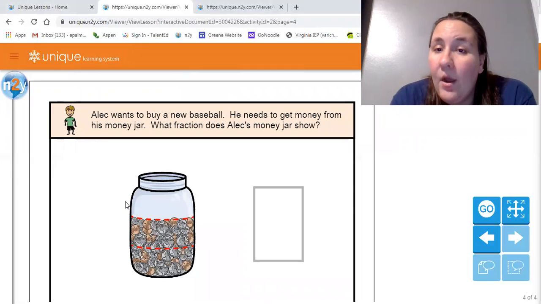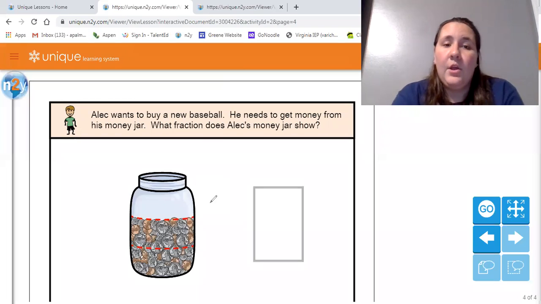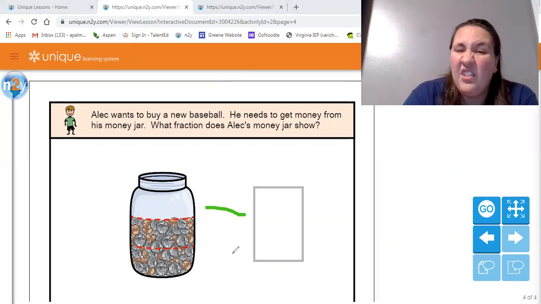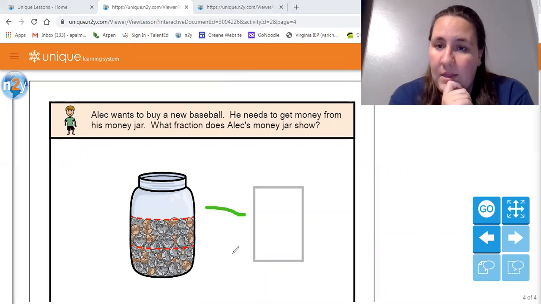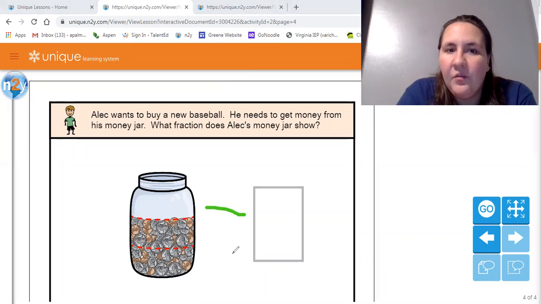So I want you at home to try this on your own before we do it together. Okay, so I want you to first find the denominator. So how many pieces are in the whole jar? So take a second with your finger and do that. Count out the pieces, and then we'll check it together. All right, I heard lots of great counting.